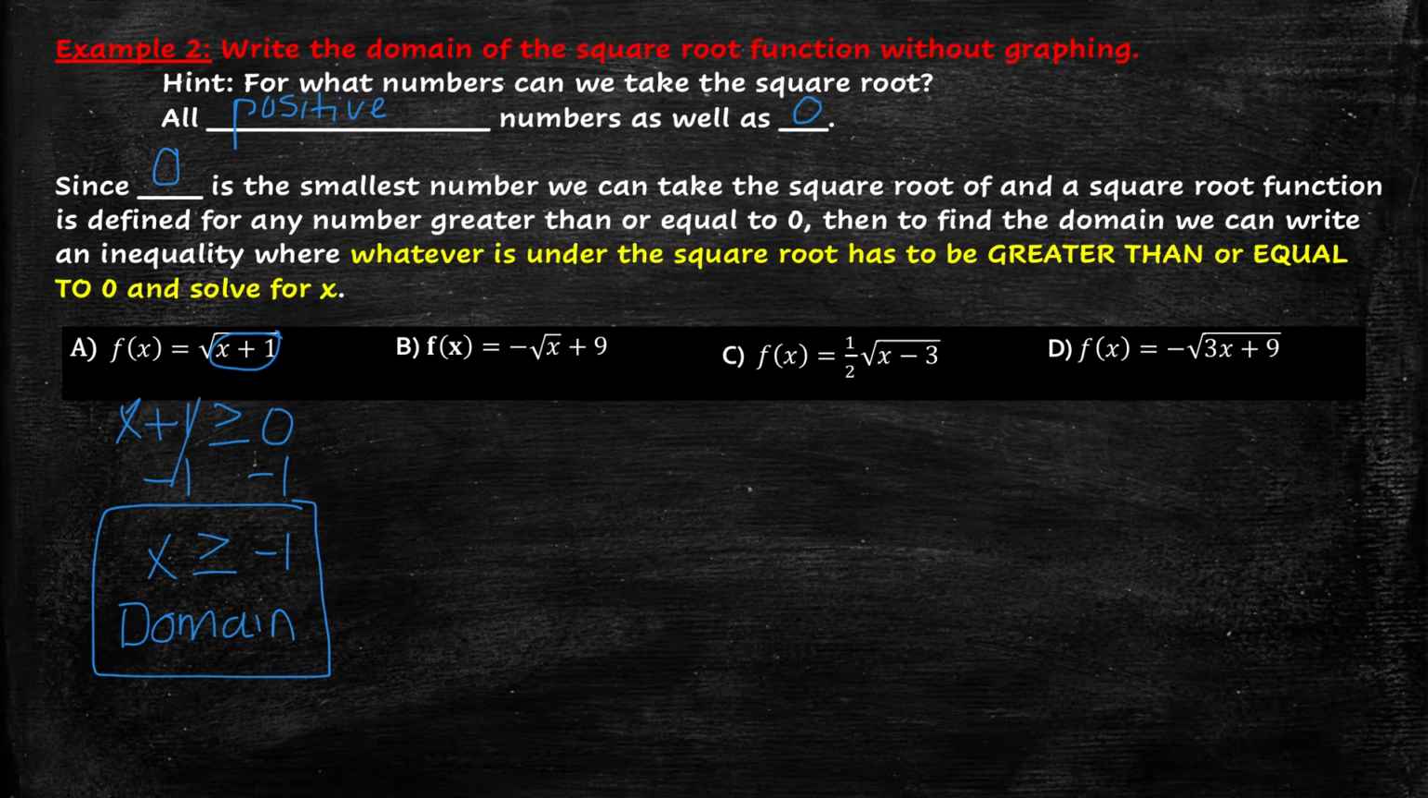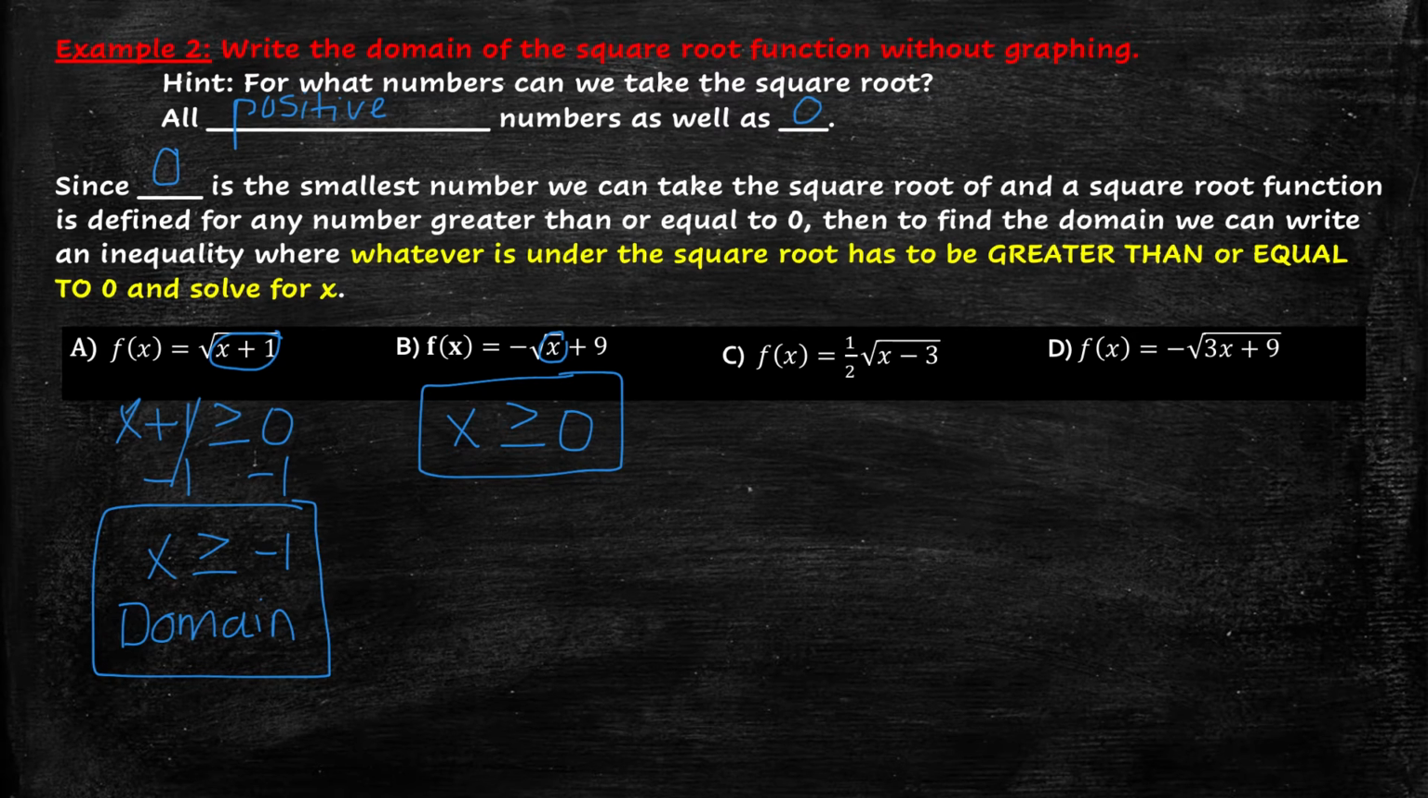So if we look at part B, what is the domain for part B? Well, you just have to look at what's under the square root. We don't care about what's around the square root, just what's under the square root. And we're going to set that greater than or equal to 0. There's no solving that needs to be done here, so this is what your domain is.